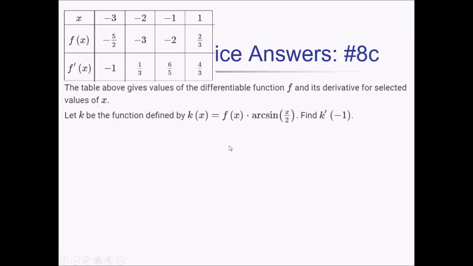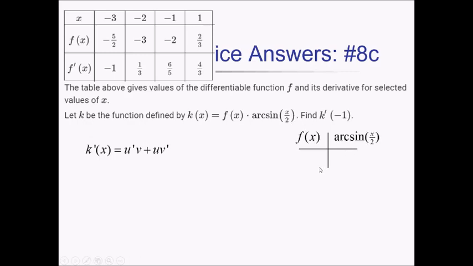For this last problem part, we're defining yet another function, k, as f of x times arcsine of x over 2, and we want k prime of negative 1. So this time around, we need to use the product rule. That's u prime v plus uv prime. Now let me use the box and ribbon again. I can use it with product rules as well. So I have factors of f of x and arcsine of x over 2.